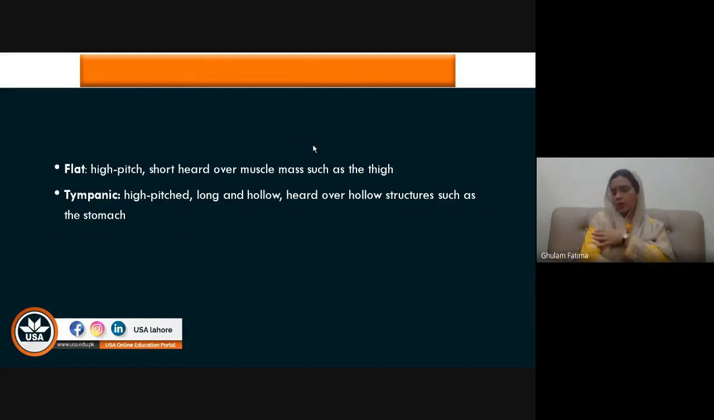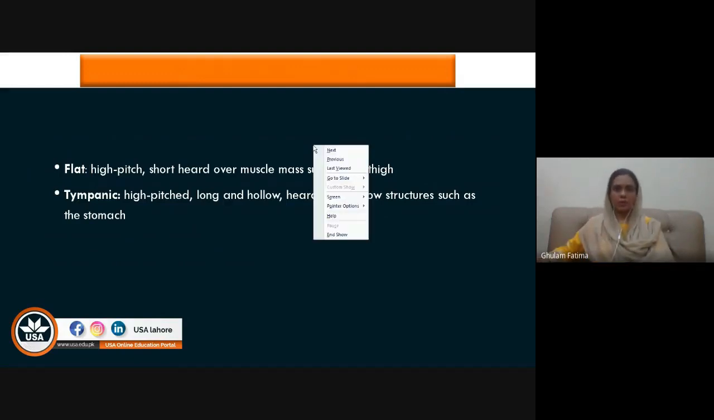Muscle mass, either your bicep or any muscle mass, if you try to percuss over that, you will feel a sound which is flat, which is high pitch but very short. That is flat. And tympanic, if you percuss a hollow organ, then the sound that you will be able to hear is called tympanic.